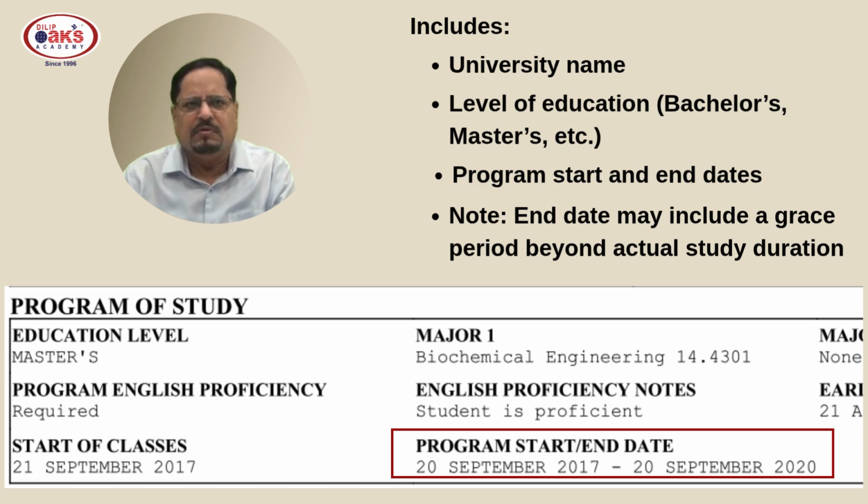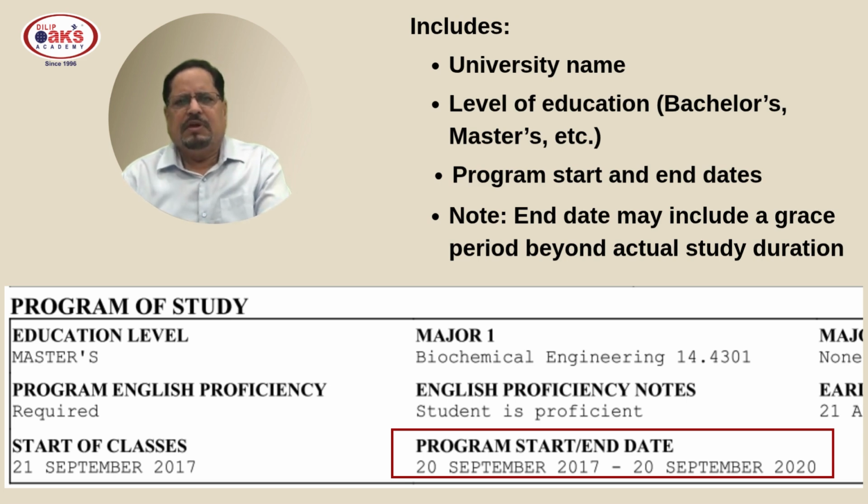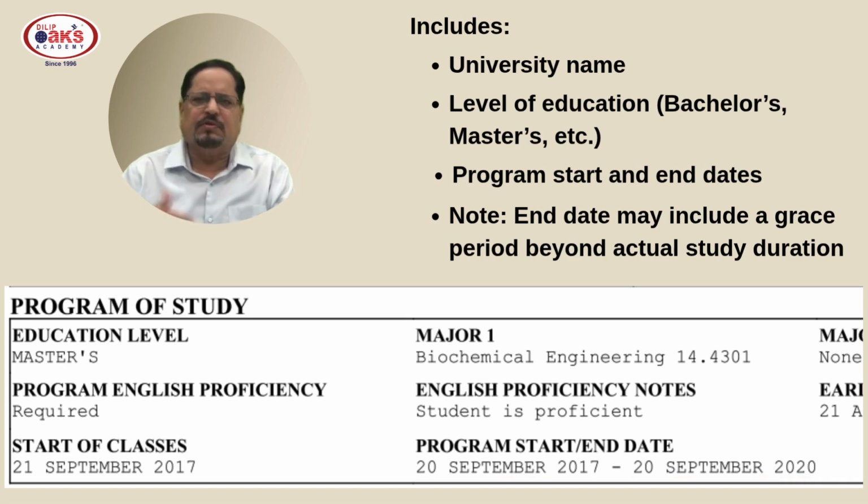For example, if your course is usually 21 months, your I-20 might show a 28 to 36 months window. It doesn't matter. That does not mean your course is for 3 years. Even the visa officer is aware of that.